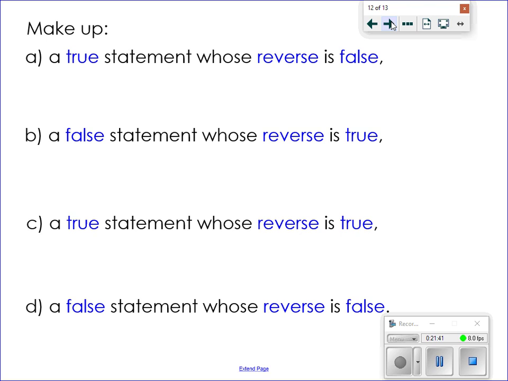Okay, here are some for you to try. I'd like you to take out a sheet of paper, pause this video at this point, and see if you can make up a true statement whose reverse is false, and then a false statement whose reverse is true, and then a true statement whose reverse is true, and a false statement whose reverse is false. You will be handing that paper in to me at the end of watching this video. Once you're ready, restart the video for the last slide.